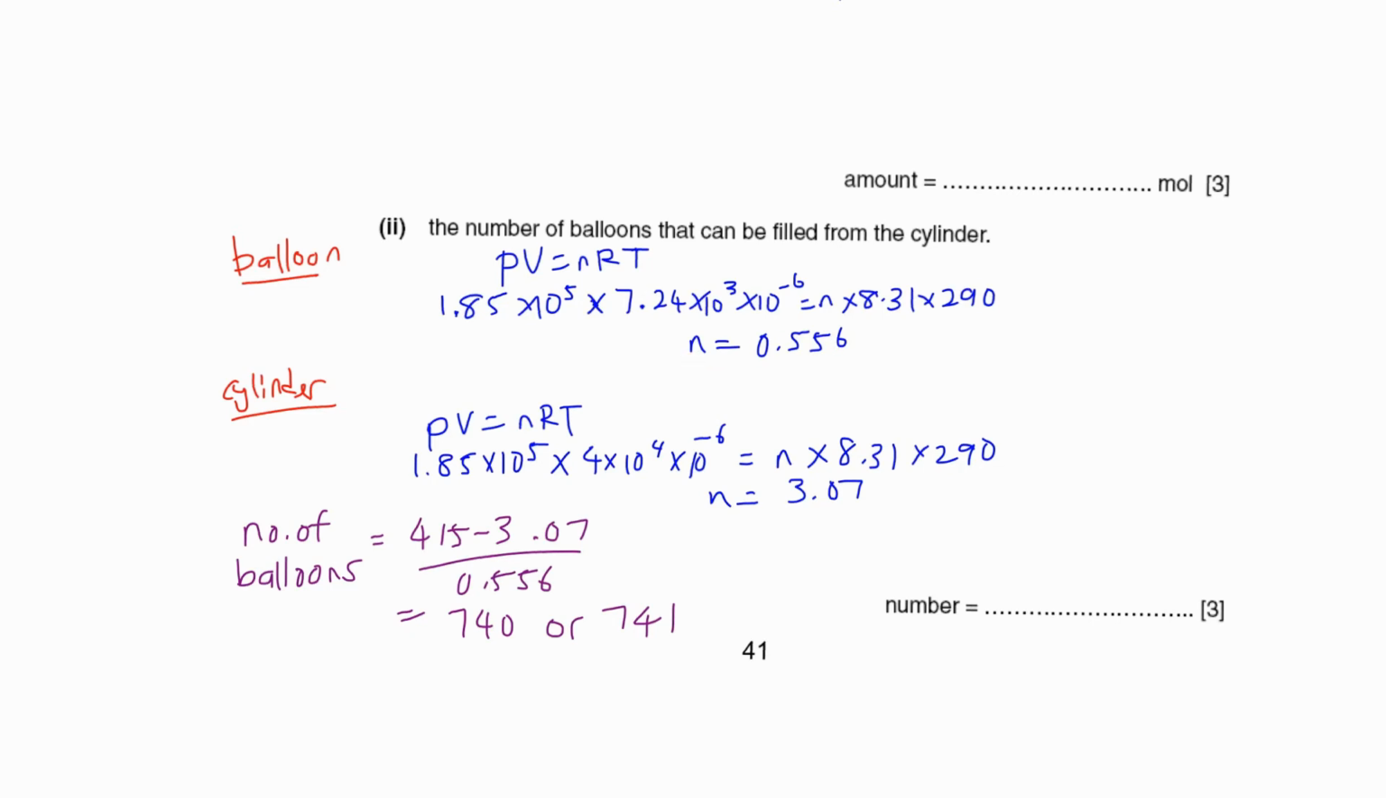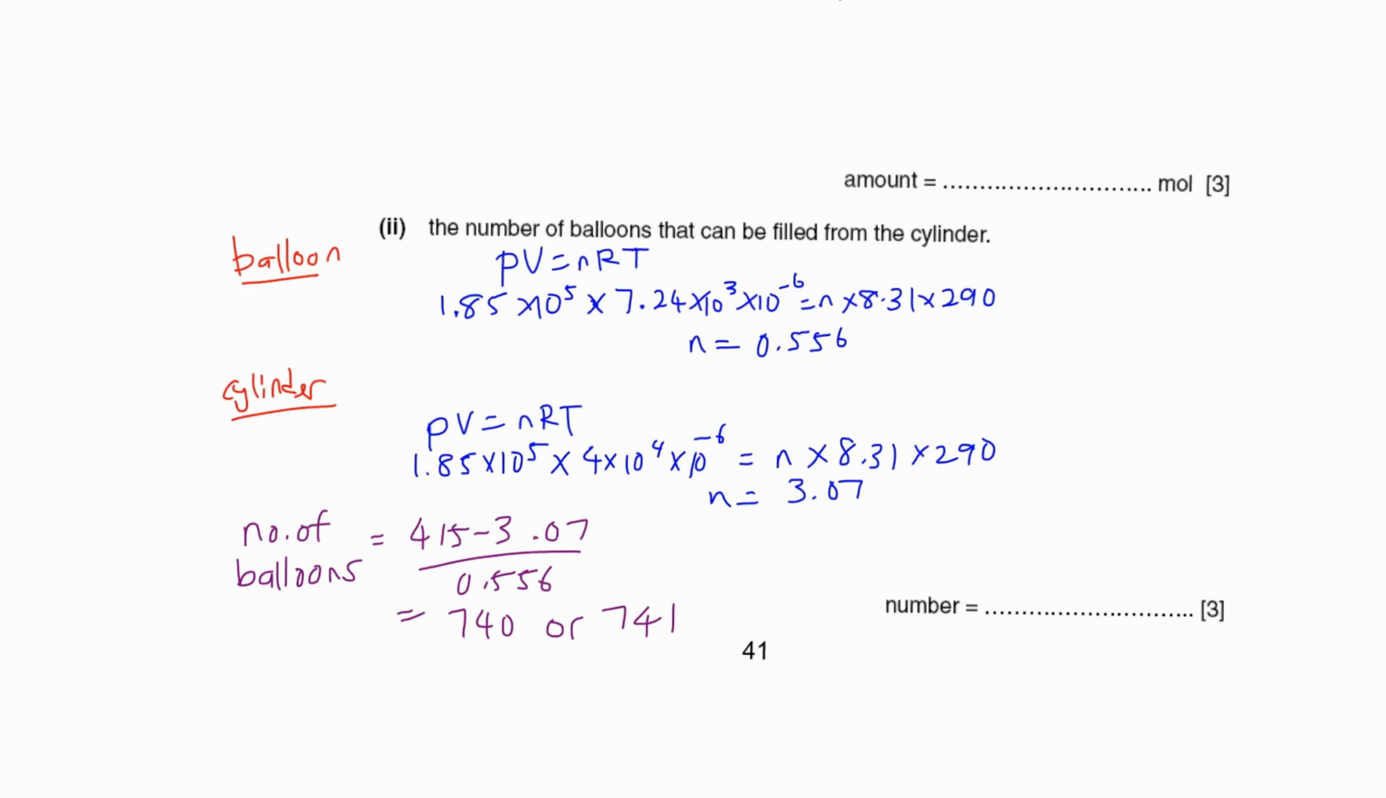Okay, after you get the number of moles in the balloon, many people would just take the number of moles in the cylinder, which just now was 415, then they divide by this, which is incomplete. Now why can't you do that? Because it's logical, because you know the number of moles in your cylinder, you divide by the number of moles in a balloon, you get how many balloons, right? Now why can't you do that?